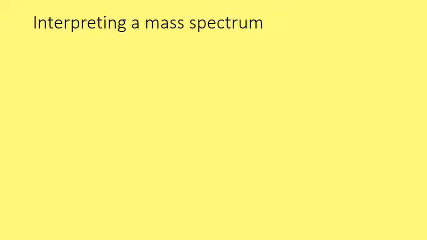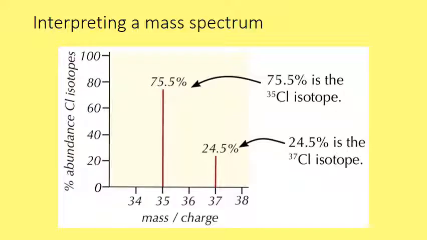So let's now have a look at a real mass spectrum. Here we have one here. This is for chlorine, and what you can see straight away is that there are 2 peaks, 1 and 2. So that means we've got 2 isotopes of chlorine.